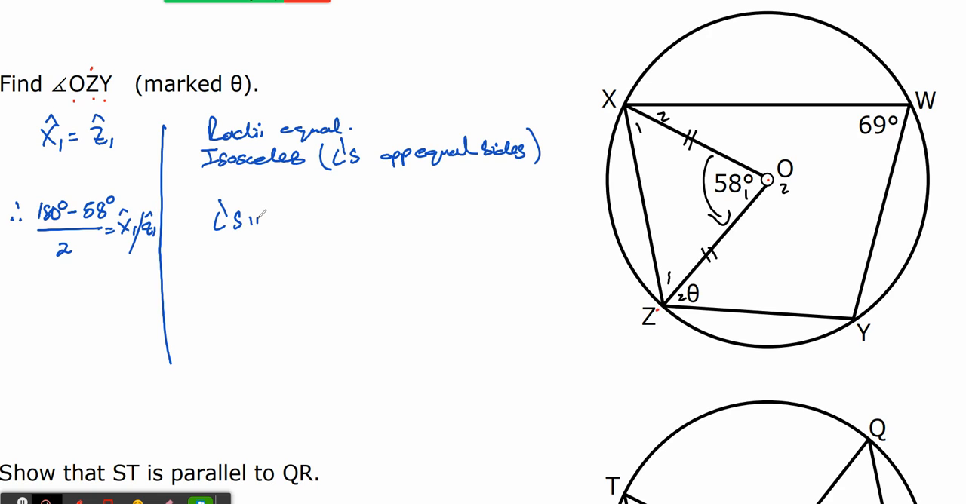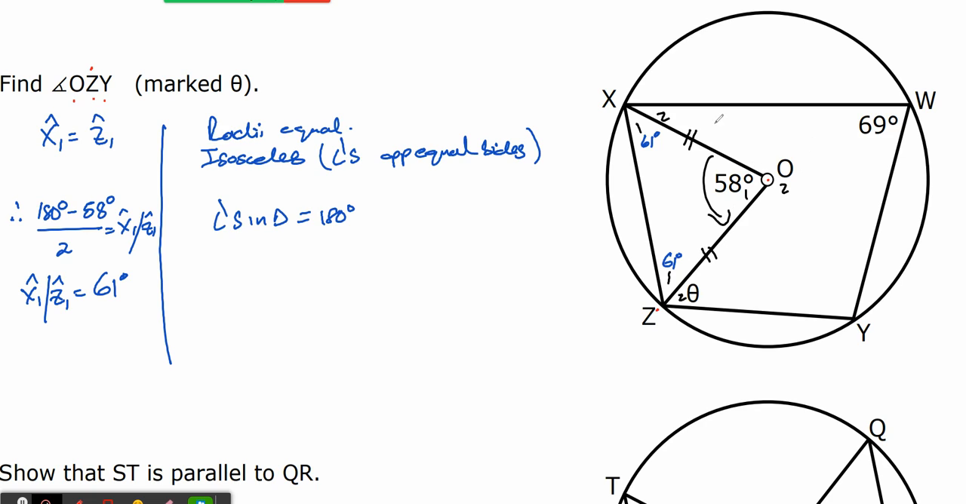And that's angles in a triangle equals 180. Let's grab a calculator. 180 minus 58 is 122, divided by 2 comes to 61. So angle X1 or Z1 is equal to 61 degrees. Write it in your diagram because then you can have more visual understanding of where you need to go next and what you need to do.